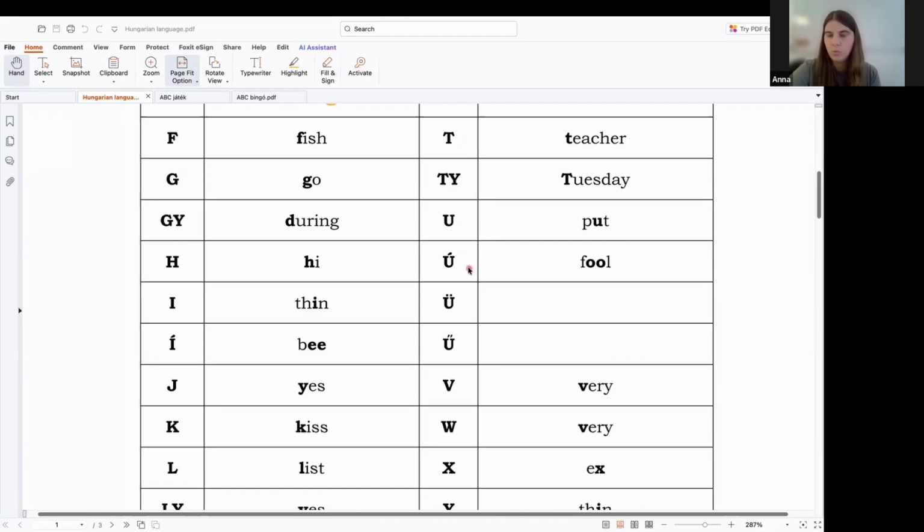U, like "put," u, like "fool." And then what is the U with the double dots? Honestly, I didn't really find anything similar in English. We pronounce this as an ü, and the long one with the lines is ű. So, u, ú, ü, ű. Can you try it?